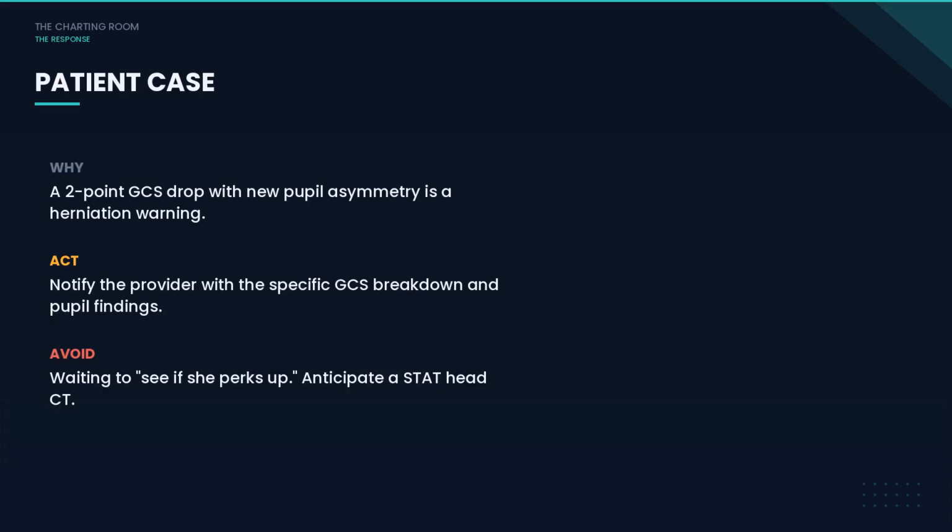A 2-point drop in GCS and new pupil asymmetry together are a herniation warning, not a nursing observation to note and revisit later. Notify the provider immediately with the specific GCS breakdown and pupil findings, not she seems different. Anticipate a stat head CT and possible neurosurgical consult.